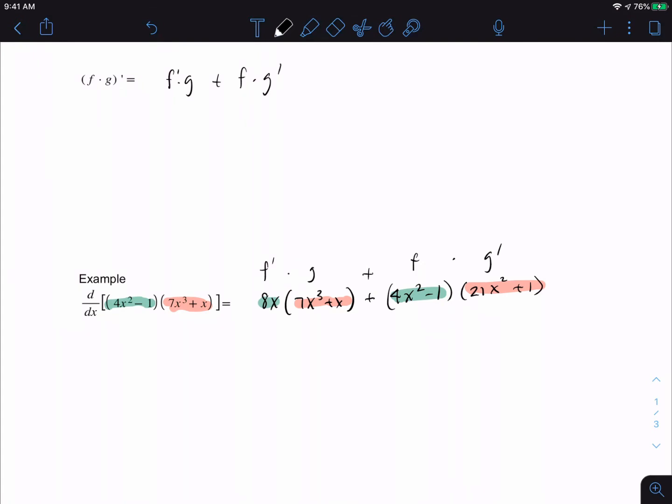Are we okay with that? Are there any questions? Question. Yes. How did it become 8x? Oh, cool. So from here, this green one, what's the derivative of a constant? 0? Perfect. That's 0. So we have 4x squared. What's the derivative of x squared? Oh, you see it? Yes, now I see it. Yeah. Okay. So then the x squared becomes 2x.